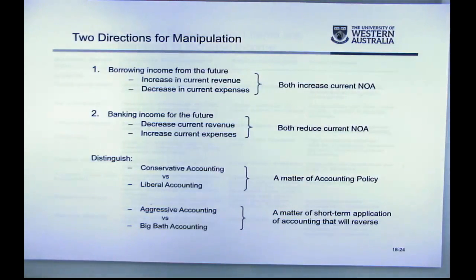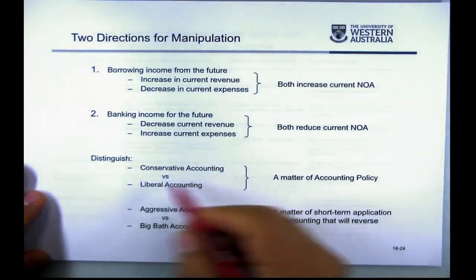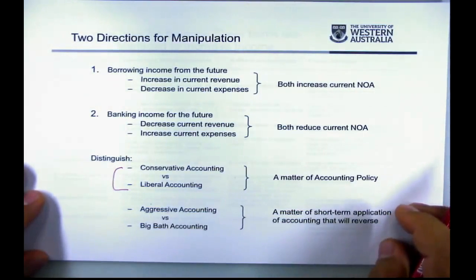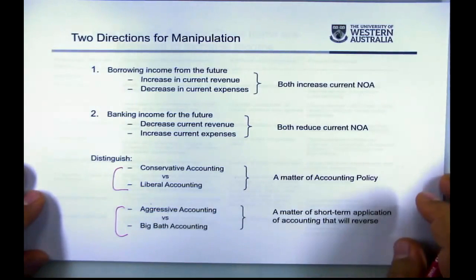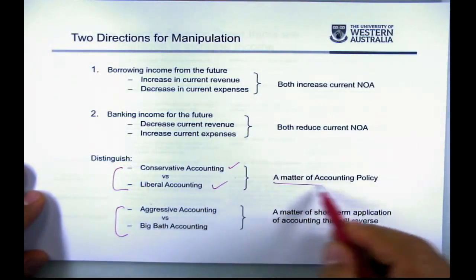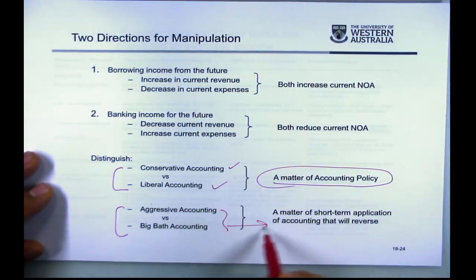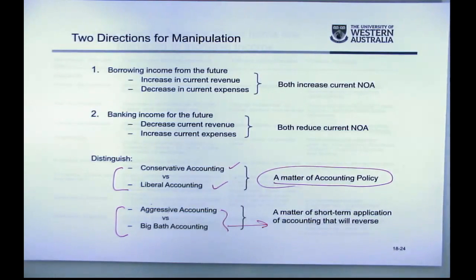Okay? As you can see, when you evaluate the quality of the financial statements, please distinguish between these two types of accounting policies and these two types of manipulations. Remember that conservative accounting and liberal accounting are accounting policies, whereas these types are types of manipulation. So you need to be careful when you evaluate the quality. Make sure that what you find is a manipulation rather than an accounting policy. Okay?